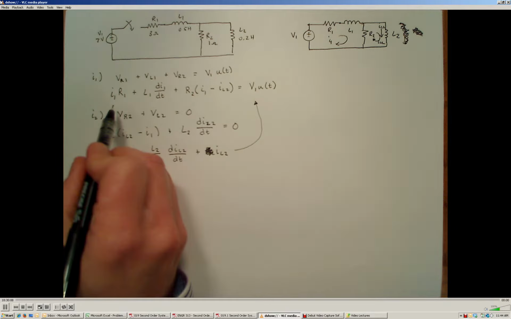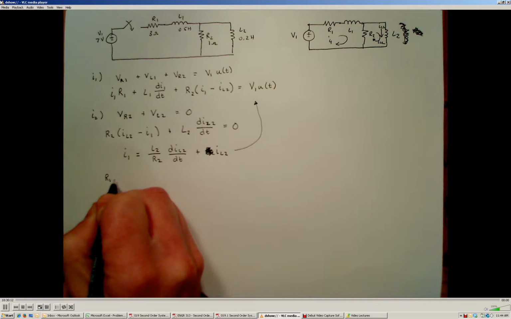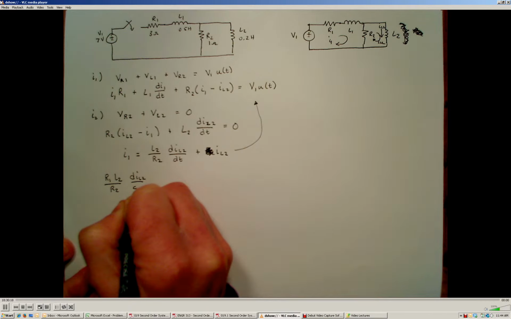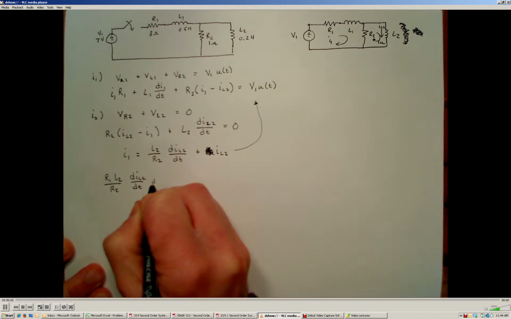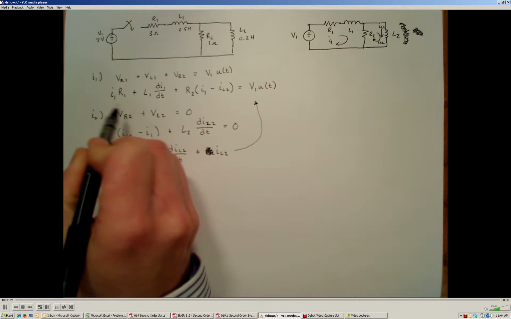All right, and then this gets pretty messy here. So substituting into I1 right here, I will have R1 L2 over R2 times the rate of change of current through L2 with respect to time plus R1 times IL2. So that completes that first term.